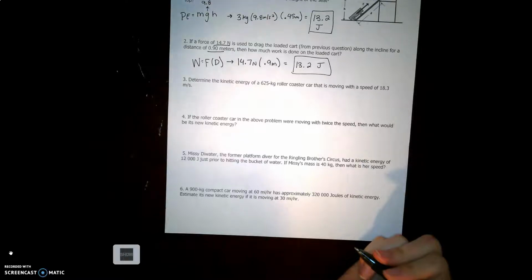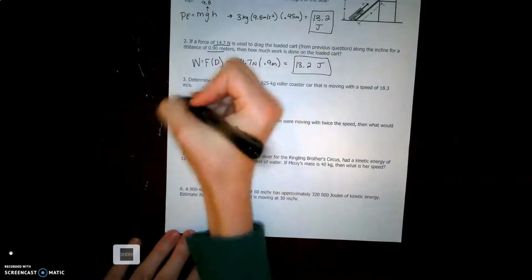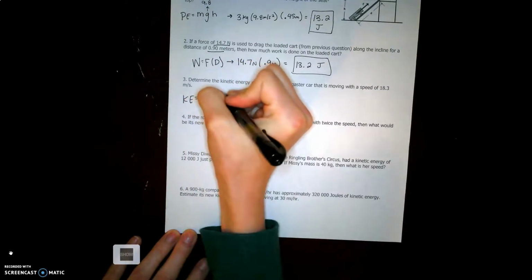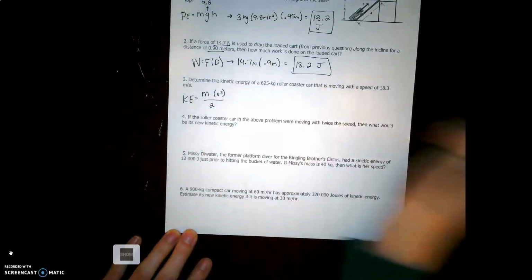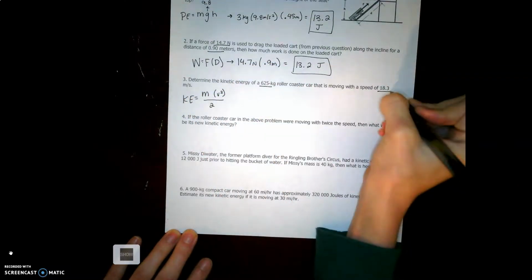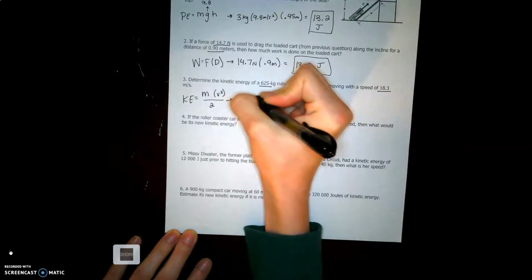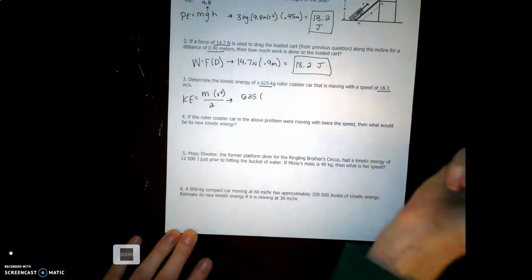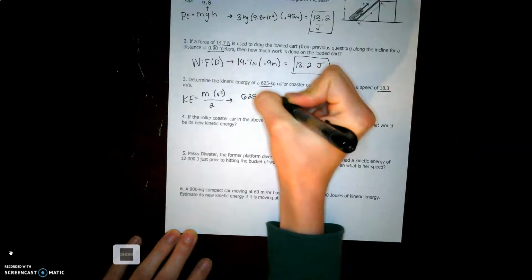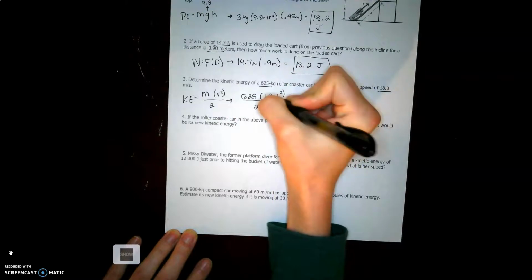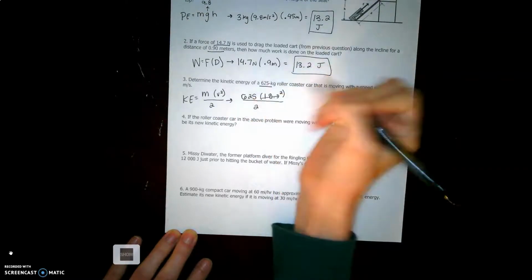Number 3, determine the kinetic energy of a 625 kilogram roller coaster that is moving 18.3 meters per second. So kinetic energy, again, is mass times velocity squared over 2. They give us the mass here and our velocity here, so we're going to plug that into the formula. The mass, again, is that 625. Your velocity is 18.3. And don't forget to square that one. Divide by 2. So again, the first thing you want to do is square this velocity.